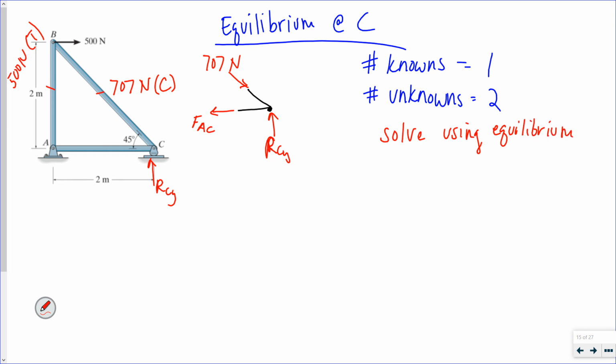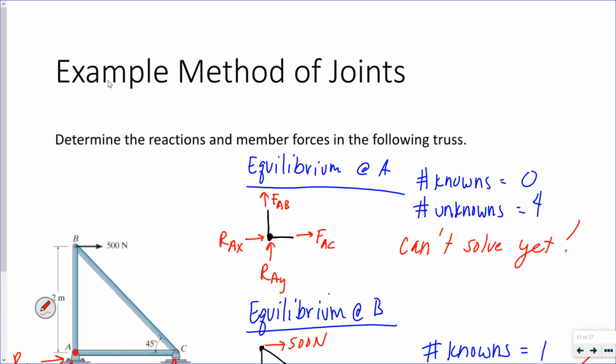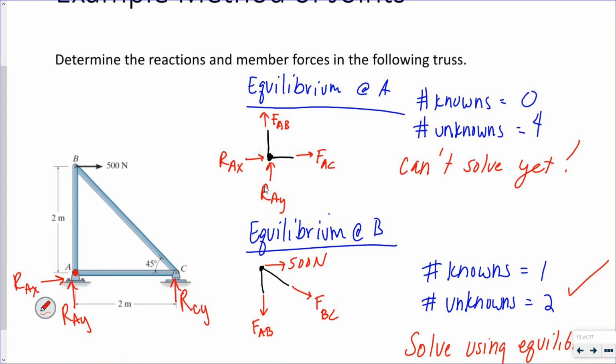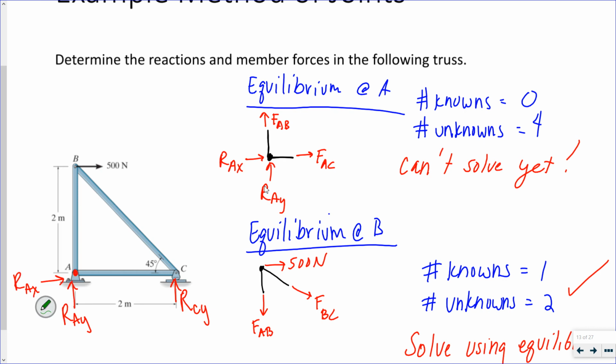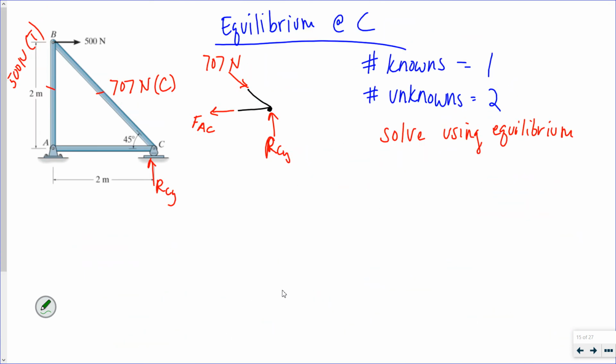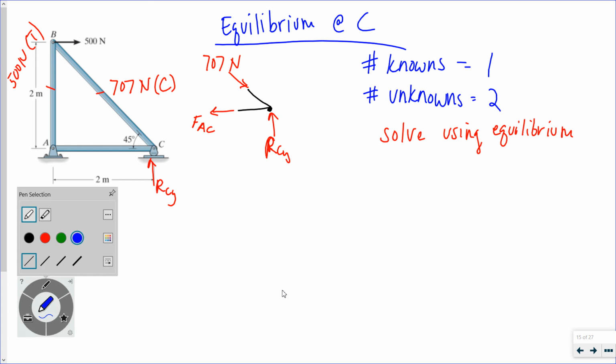Now, what if I went back to A right now, right? Let's see. At A, I didn't know the two reactions, and I didn't know the force in AB or the force in AC. By solving for equilibrium at B, I know FAB now, but I still have three unknowns. I don't know the reactions, the vertical or horizontal components, and I don't know the force in member AC. So I'm going to come back to equilibrium at A later. So I'm sticking with equilibrium at C, right?